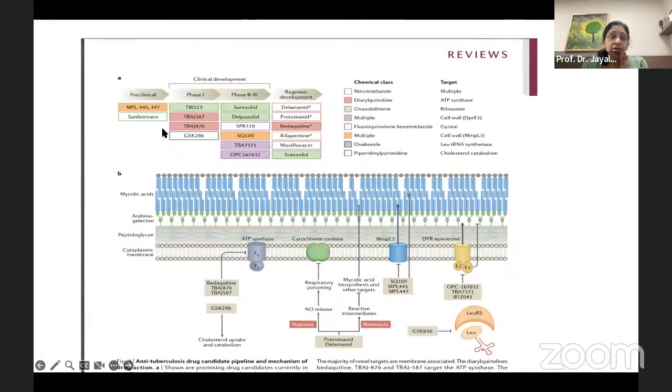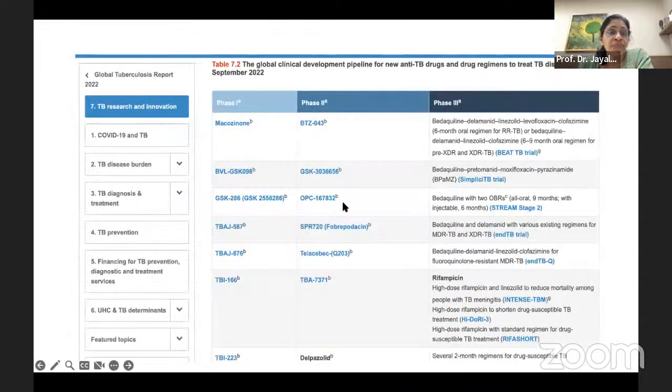This is a slide showing the various new drugs which are under development for treatment of tuberculosis. There is a whole array of drugs which are targeting various steps like ATP synthase, ribosome, cell wall, gyrase, cholesterol catabolism. So these different steps of TB organism metabolism are targeted by these drugs in order to kill Mycobacterium tuberculosis. These are the various studies going on with bedaquiline, delamanid, linezolid, levofloxacin, clofazimine. There are a huge number of studies going on: the SimpliciTB trial, BEAT-TB trial, STREAM trials, endTB trial, Intense-TB trial, the FIRST-SHOT, which are documenting the efficacy and side effects of these medications.